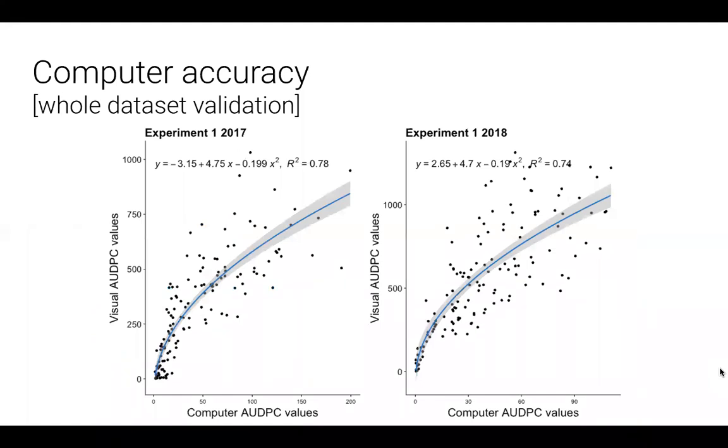And then we also validated this on a larger data set. So we went in and correlated the computer scores versus visual scores on a larger data set of about 560 across 2 years. And we found very similar 78% variance explained and 74% variance explained. So that validation was fairly positive.